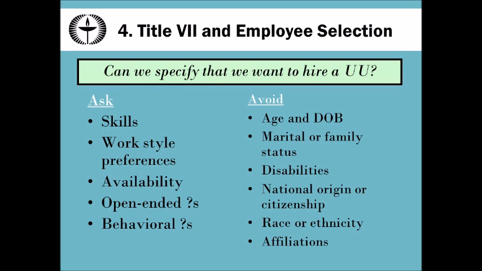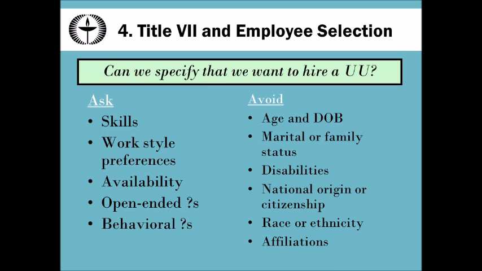And this has to do with Title VII of the Civil Rights Act of 1964, which was signed into being by President Johnson, which prohibits discrimination based on age, religion, gender, race, ethnicity, national origin or citizenship, all of those things that we think about that you shouldn't discriminate against. It does exempt churches from discrimination based on religion. So if we want to hire just a UU, we certainly can specify that if we want to.